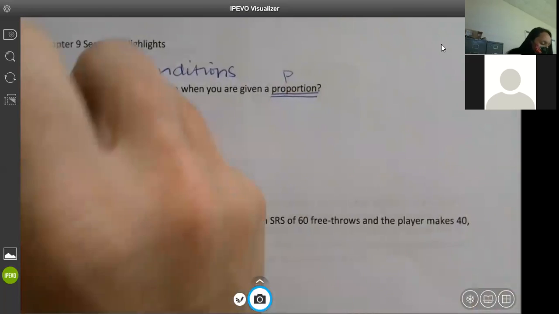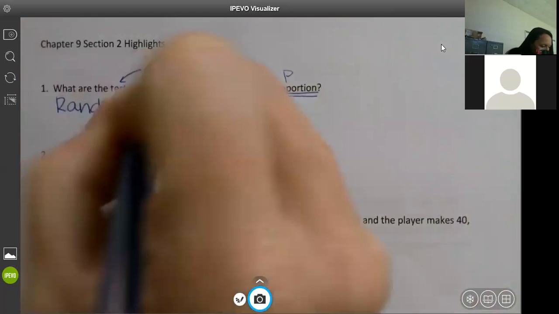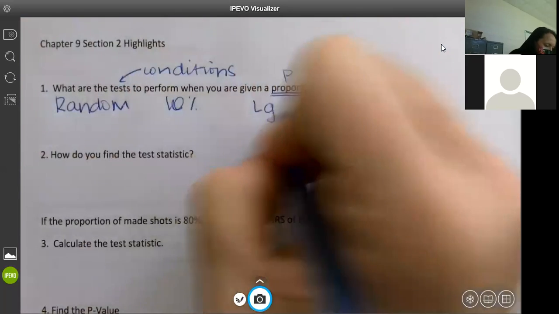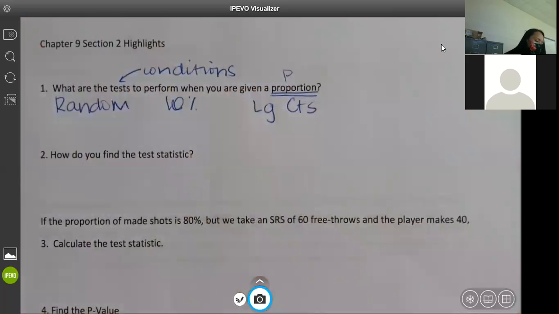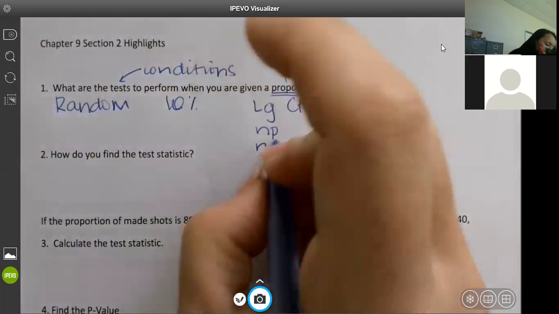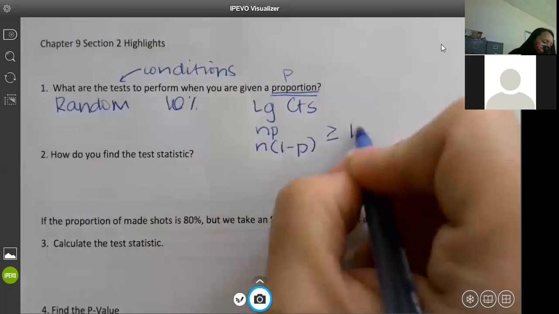Greater than 2% in large counts. So remember, large counts is NP and N(1 minus P). They all have to be greater than or equal to 10.